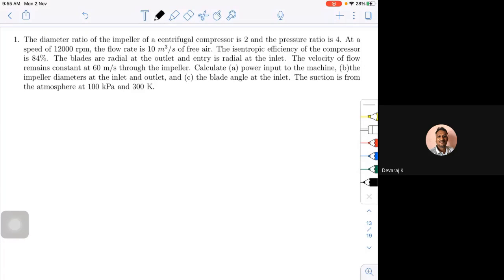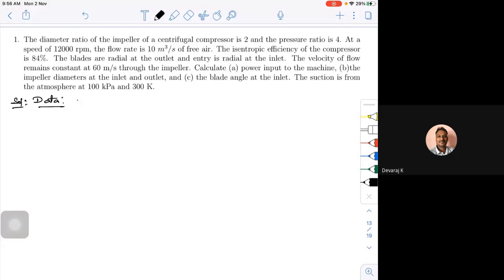The velocity of flow remains constant at 60 meters per second through the impeller. Calculate the power input to the machine, the impeller diameters at the inlet and outlet, and the blade angles at the inlet. The suction is from the atmosphere at 100 kilopascals and 300 Kelvin. So let us try to list the data that is given, then we'll try to solve this problem.